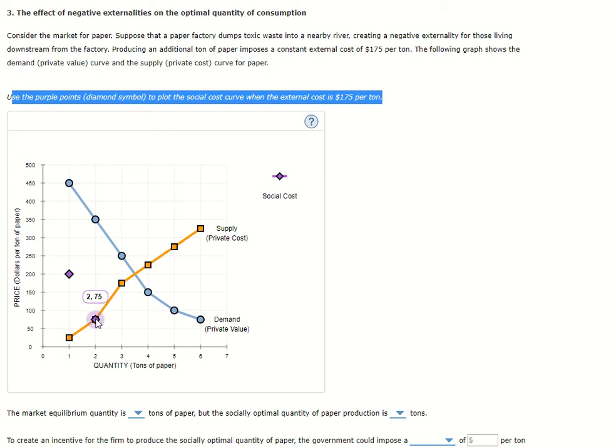So 75 plus 175 is 250. And then point 3, this is 175 plus 175 is 350. And then point 4 is right here, so 225 plus 175 is 400. And then 275 plus 175 is 450. Last one we have 325 plus 175, it should be 500. All right, so those are the 5 points.